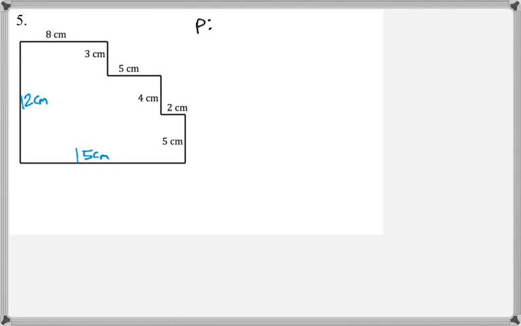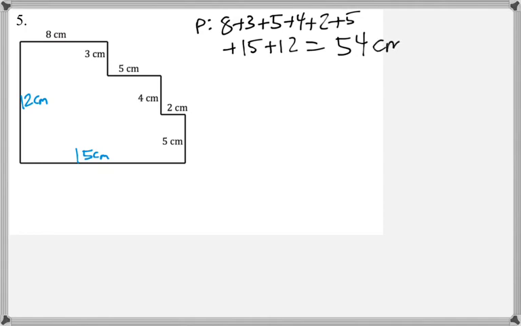So my perimeter, I'm adding up all of my sides. So 8 plus 3 plus 5 plus 4 plus 2 plus 5 plus 15 plus 12. And if I add those up, then we get 54 centimeters.